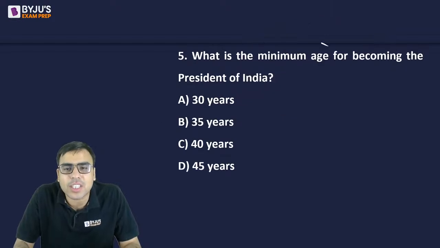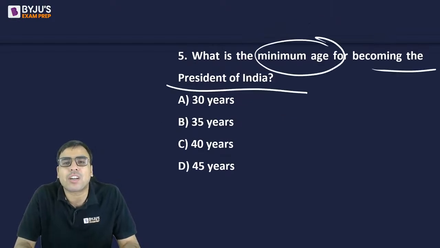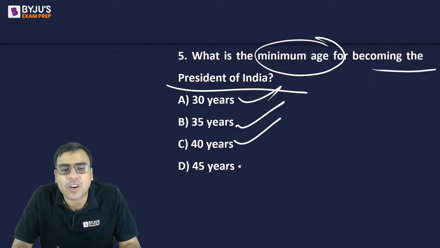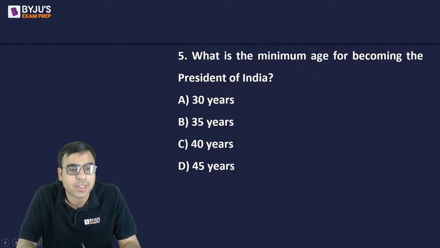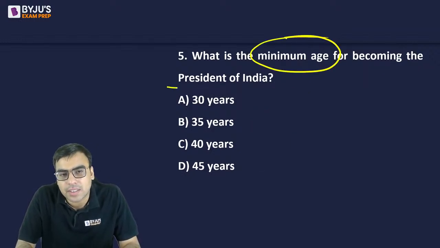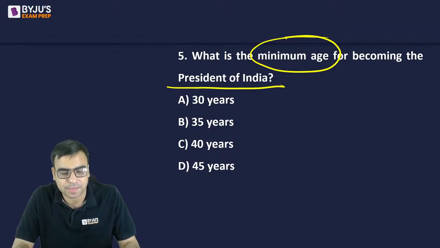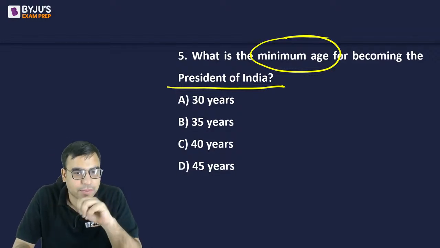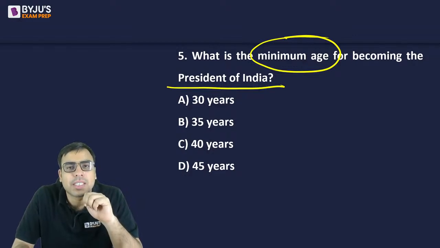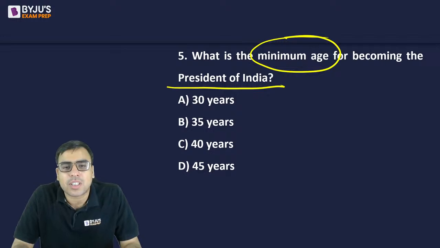The next is, what is the minimum age for becoming a president of India? 30 years, 35 years, 40 years, 45 years. Minimum age for becoming the president of India कौन सा? So the minimum age for becoming the president of India is 35 years.